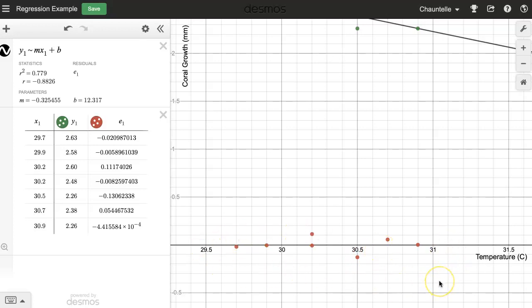There's no pattern going on. Some are above, some are below. If there's like a V shape or some sort of Z shape or something, the residual graph would then tell you that it's not a good fit.